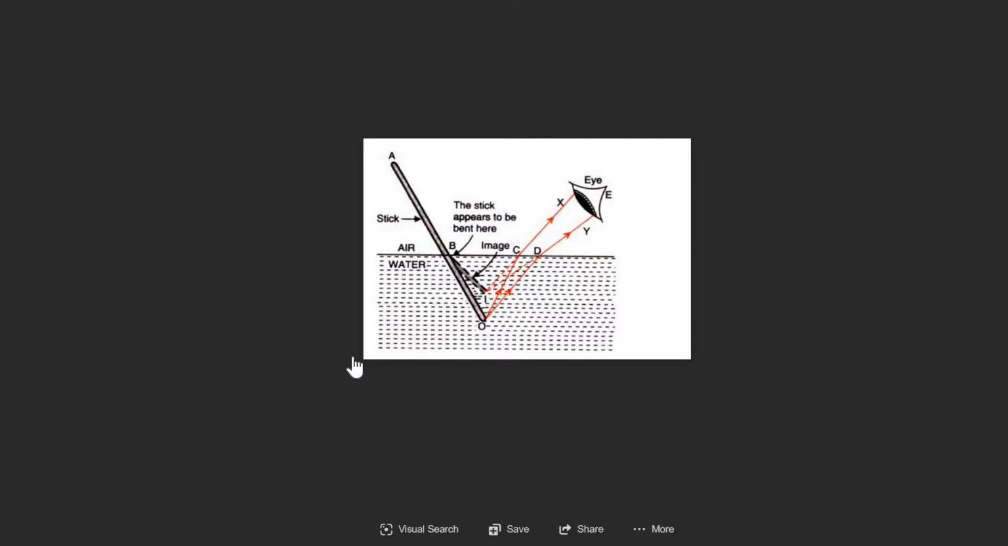Next, a print appears to be raised when a glass block is placed over it. A piece of paper stuck at the bottom of a glass block appears to be raised when seen from above. A tank appears shallower than its actual depth. A person's legs appear to be short when standing in a tank. An object placed in a denser medium, when viewed from a rarer medium, appears to be at a lesser depth. An object placed in a rarer medium, when viewed from a denser medium, appears to be at a greater distance than its real distance. These are a few examples which we can write for the consequences of the refraction of light.